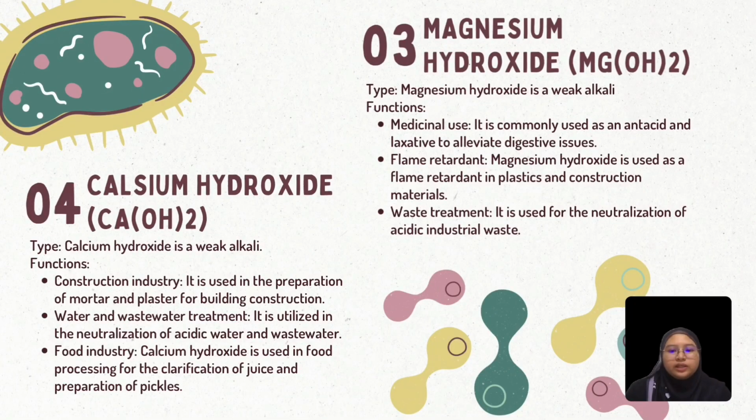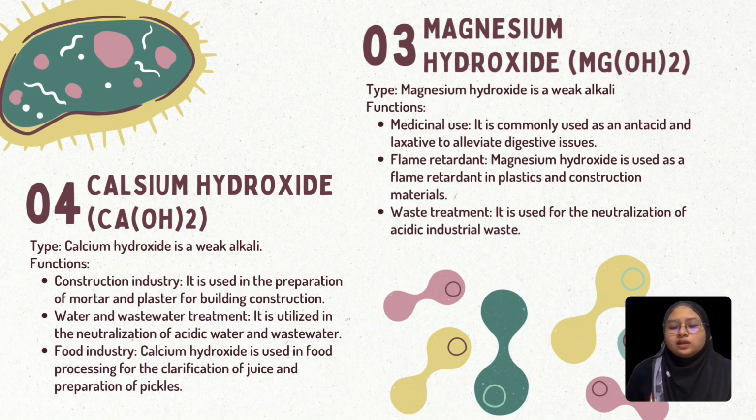The third one is magnesium hydroxide. Magnesium hydroxide is a weak alkali. The function of magnesium hydroxide is, the first one, medicinal use. It is commonly used as an antacid and laxative to relieve digestive issues. The second one is flame retardant. Magnesium hydroxide is used as a flame retardant in plastic and construction material. The last one is waste treatment. It is used for the neutralization of acidic industrial waste.